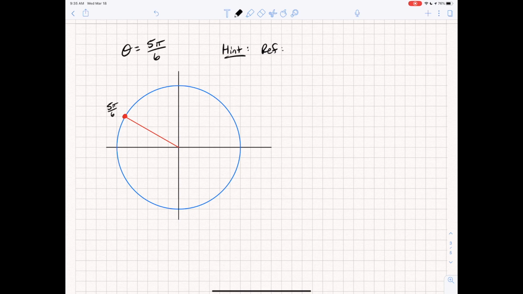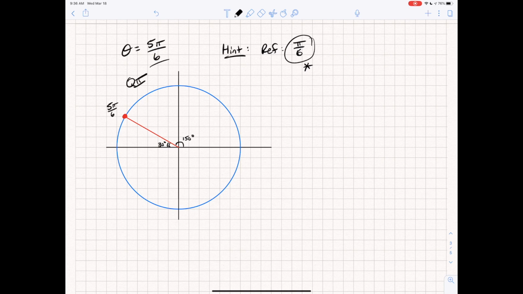5 pi over 6 in degrees is 150, which means my reference angle is 30 degrees. But I want to continue trying to think in terms of radians, and so notice that my reference is actually pi over 6. From what we've talked about before, this means that for 5 pi over 6, its ordered pair will be the exact same as pi over 6, but the x value should be negative because I'm in quadrant 2 and all x values are negative here.